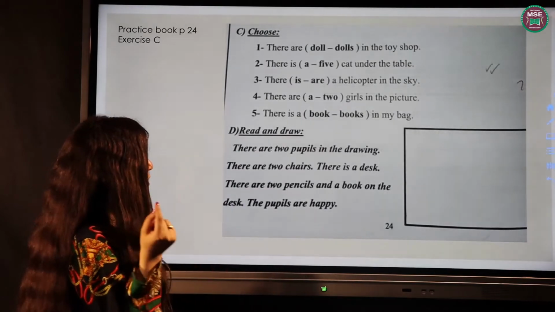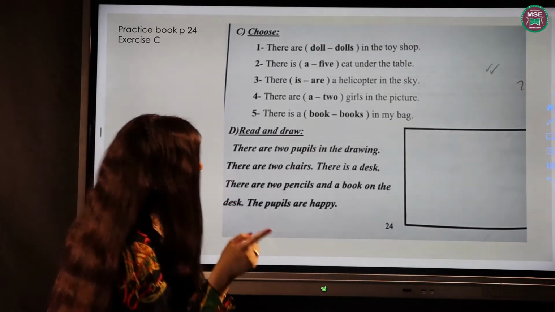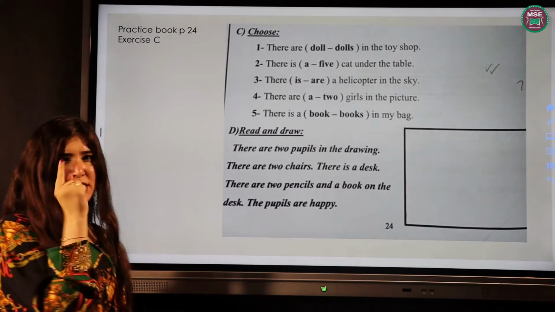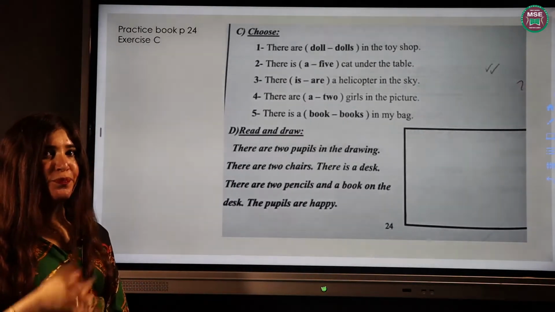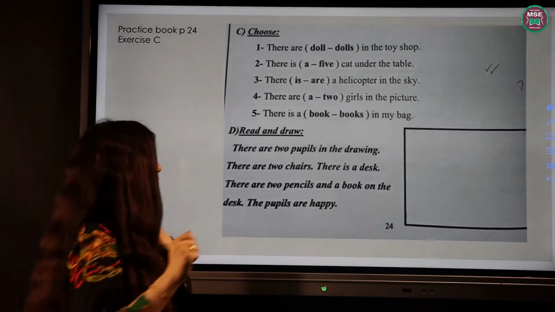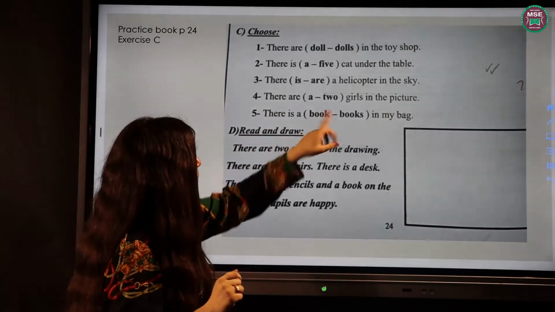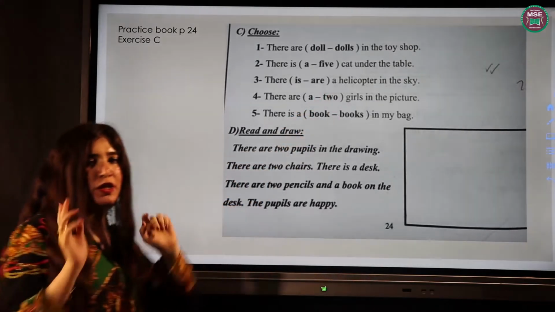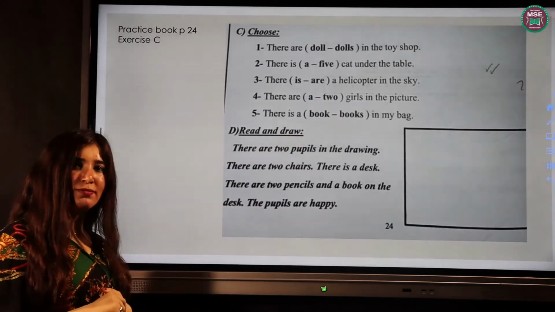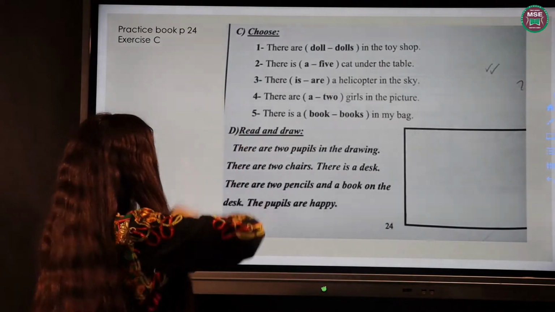There is a or 5 cat under the table. There is one thing. So it will be a or 5. Excellent, a. There is or there are a helicopter in the sky. A helicopter, one helicopter. So there are? No, it will be there is.